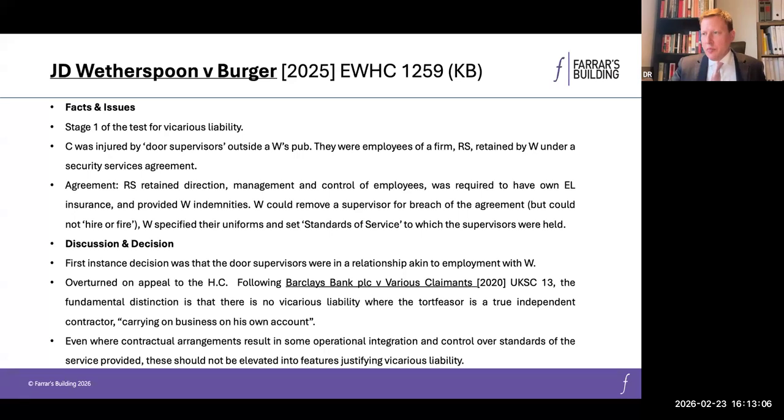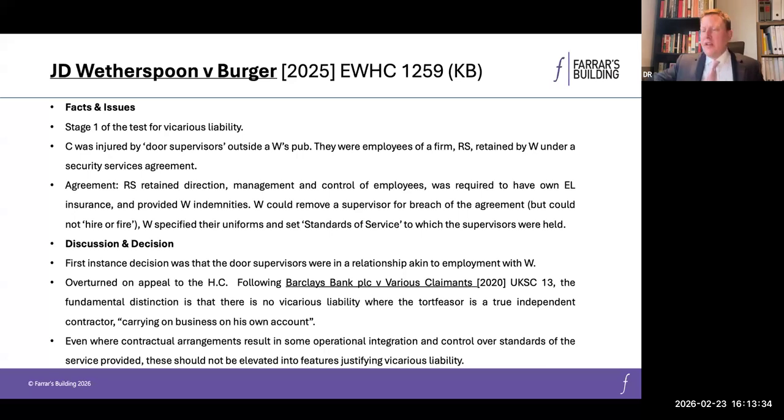So in relation to the proper application of stage one, as clarified in Barclays Bank and various claimants, which no doubt people will remember, the fundamental distinction is that there's no vicarious liability where the tortfeasor is a true independent contractor. And the question that has to be asked is: is the tortfeasor carrying on business on their own account, or are they in a relationship that's like employment with the defendant?